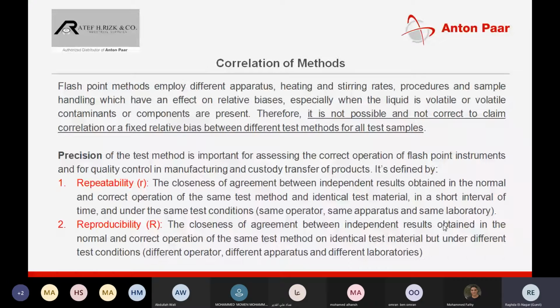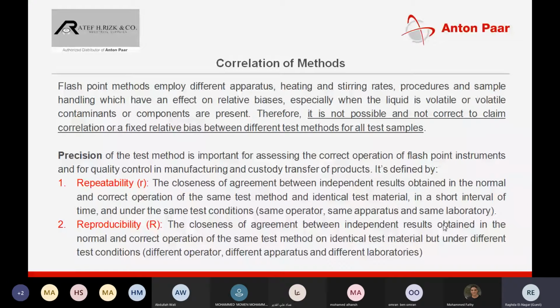There are also correlation methods. Flash point methods must be correlated, and there are different ways to reach precision. The precision of the test method is important for assessing the correct operation of flash point instruments and for quality control, and it helps in the transfer of the product. It can be divided into two parts: repeatability and reproducibility.